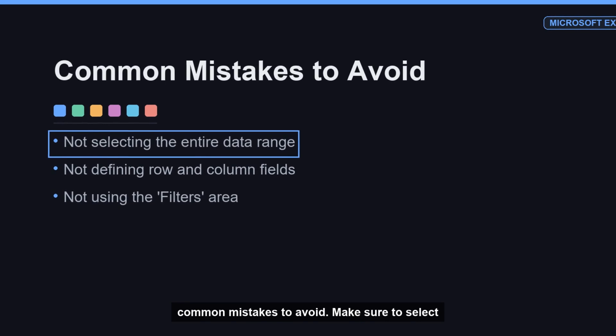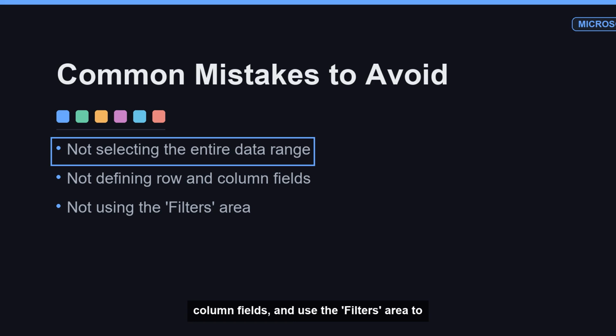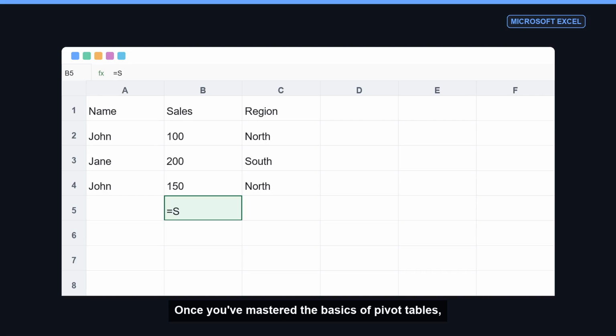Make sure to select the entire data range, define the row and column fields, and use the filters area to focus on specific information. By avoiding these mistakes, you can create effective pivot tables that help you analyze and summarize your data. Once you've mastered the basics of pivot tables, you can explore more advanced techniques.